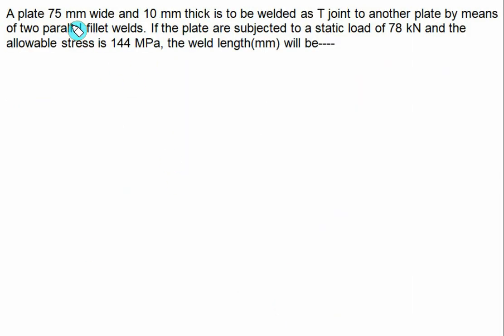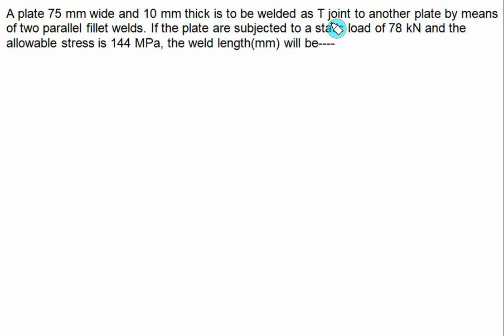A plate 75 mm wide, 10 mm thick is to be welded as a T-joint to another plate by means of two parallel fillet welds. If the plate is subjected to a static load of 78 kN, the allowable shear stress is equal to 144. Weld length in mm we have to find out.